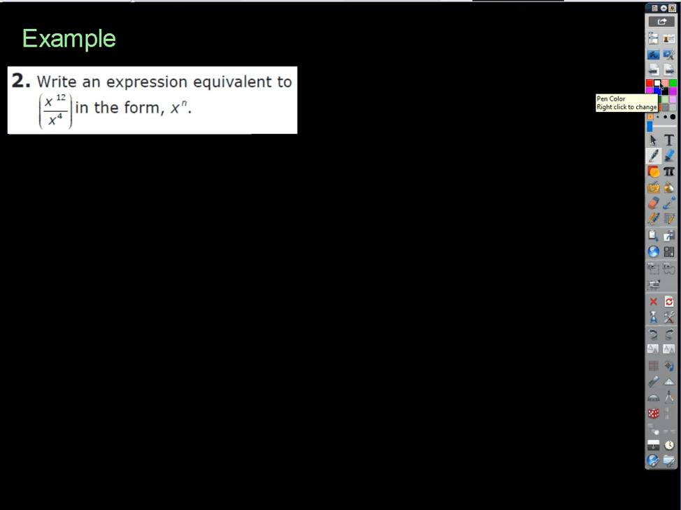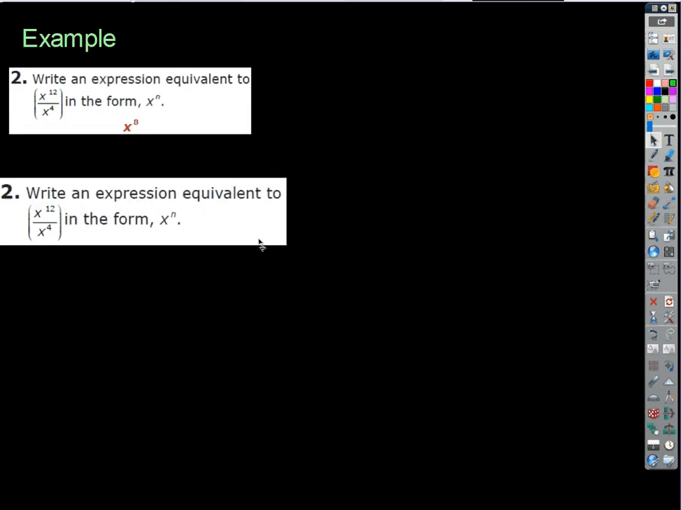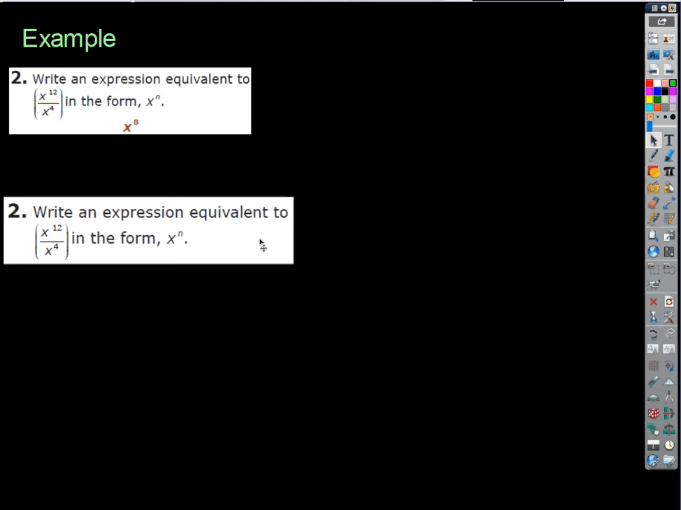What's the answer to this? What am I going to do here? This is just properties of exponents. X to the 8th. Good. How come? Because what's the rule? Move the lower one up or down. If I'm dividing like bases, I'm going to subtract exponents, right? And 12 minus 4 is just 8. Okay, so that's no big deal.